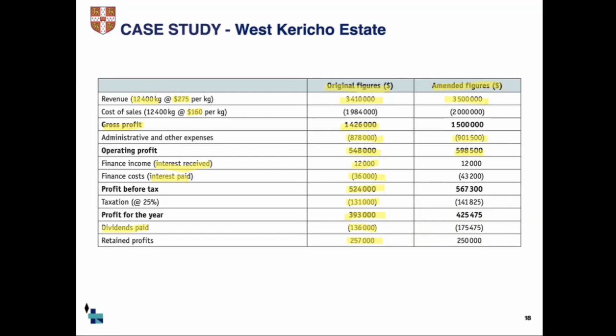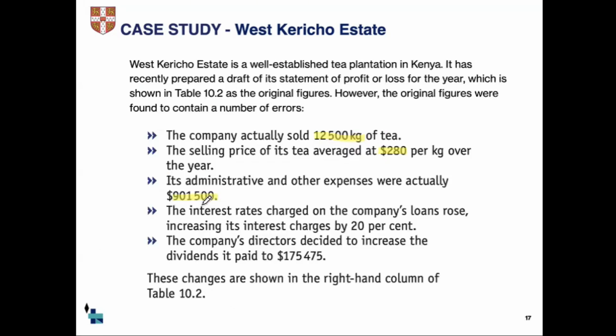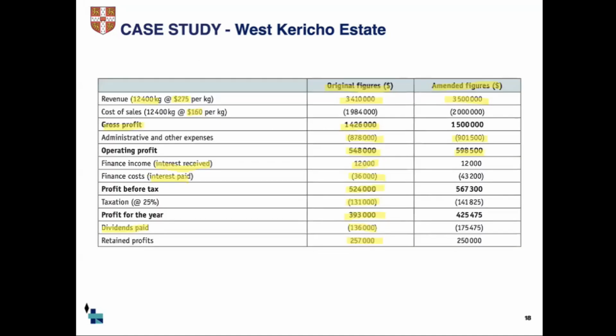All right. Then it says that the interest rate charged on the company's loans rose, increasing its interest charges by 20%. All right, so let's go back to the statement. This is the finance cost, the interest paid for the cost of finance.